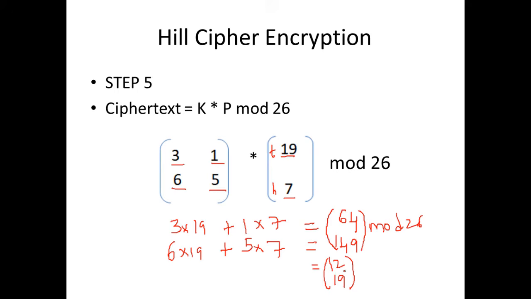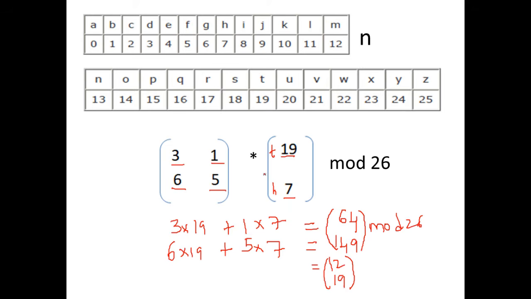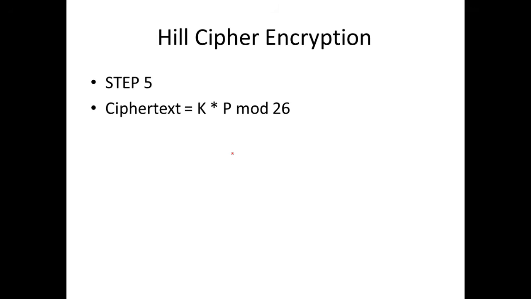So we have arrived at a result. Now we have to find the equivalent alphabets for 12 and 19. For 12, what is the equivalent alphabet we have? This is M. For 19, it is T. So the ciphertext corresponding to T and H is M and T. Like that, we have to repeat our process for P3 and P4 too.